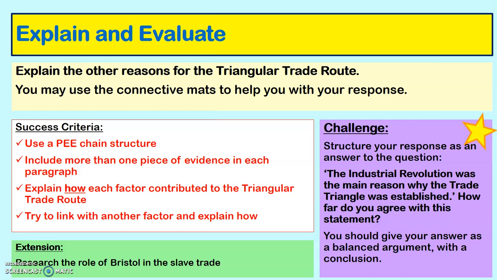If you would like to really challenge yourself and impress your teacher, then you can have a go at answering this question here instead, which is: the Industrial Revolution was the main reason why the trade triangle was established. How far do you agree with this statement? So to answer that question, you need to give a balanced argument. So reasons that suggest that the Industrial Revolution was the main reason, and things that suggest that the Industrial Revolution was not the main reason. And then you need to come to an overall conclusion. But that is if you are looking for a challenge. It is not in addition to this work.